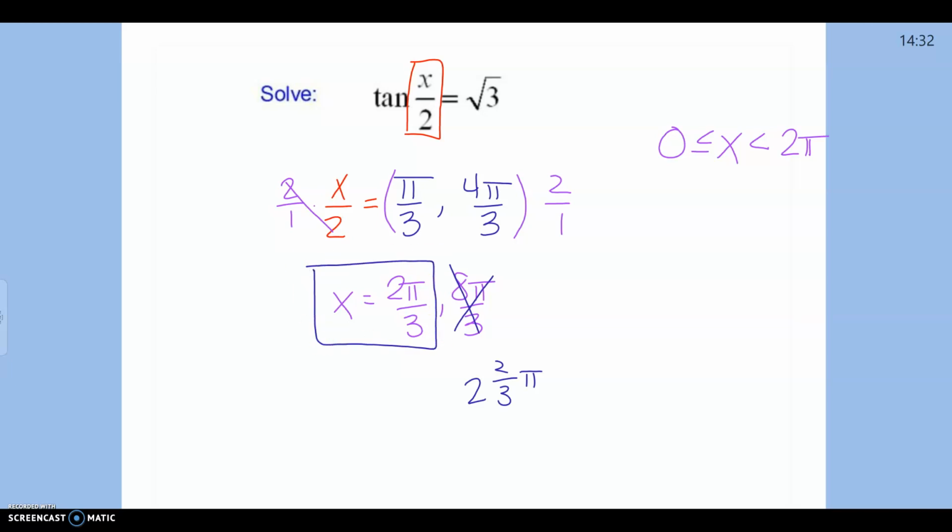So if you get an answer that's outside of that window, you're just going to eliminate it and only use the ones that fit within that range. Okay? So that's it. That is solving trig equations, and we still have 2 more days of solving more difficult problems with substituting and factoring and things like that. But these are just the basics just to get us started.